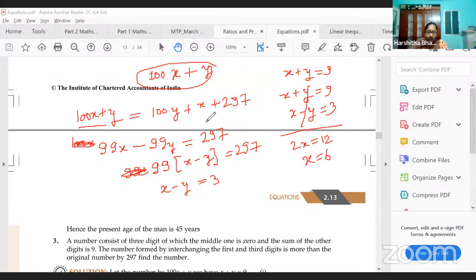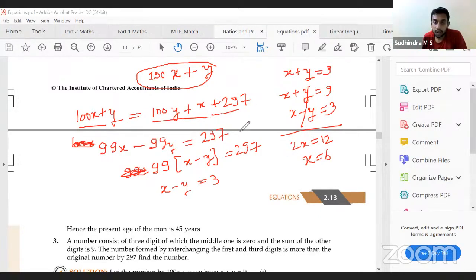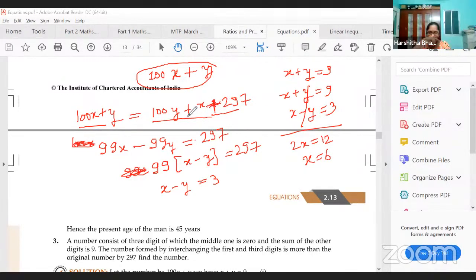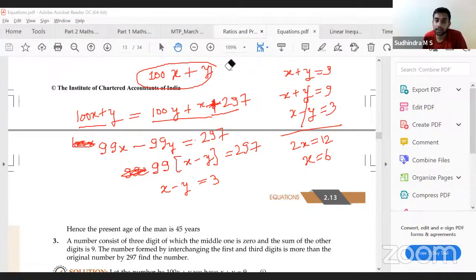So minus 297. Minus 2x. Huh? How did we get minus 2x? No, sir, I thought it was minus 297 there. Okay. It is more by, right? So it should be minus 297, not plus. That this number is more than the original number by 297 means it should be minus 297. Correct. Therefore, x minus y is minus 3.